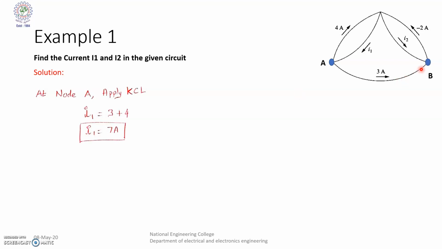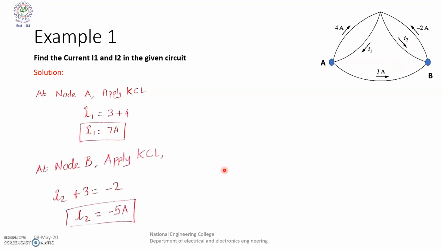And then we are applying KCL at node B. Here the incoming currents are 3 ampere and I2, and the outgoing current is minus 2 ampere. So the equation will be I2 plus 3 is equal to minus 2. The answer will be minus 5.